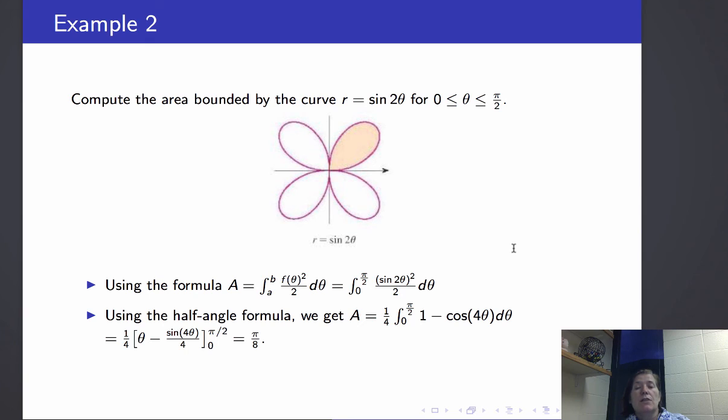And we get the area as 1/4 the integral from 0 to pi over 2 of 1 minus cosine 4 theta d theta. And this is 1/4 times theta minus sine 4 theta over 4, evaluated between 0 and pi over 2. And our final result is that the area of this petal is pi over 8.